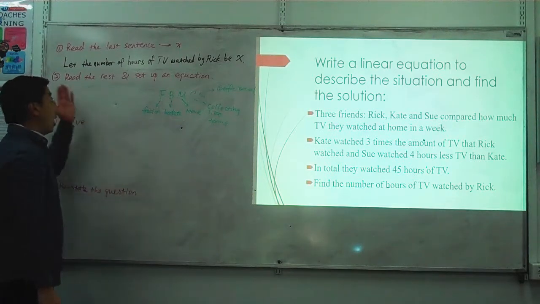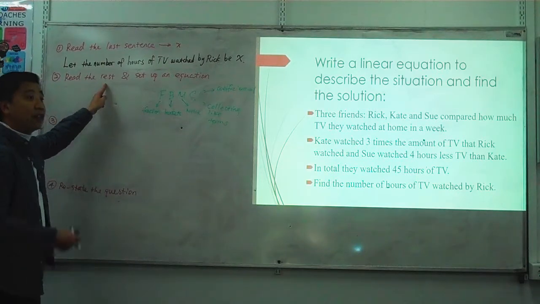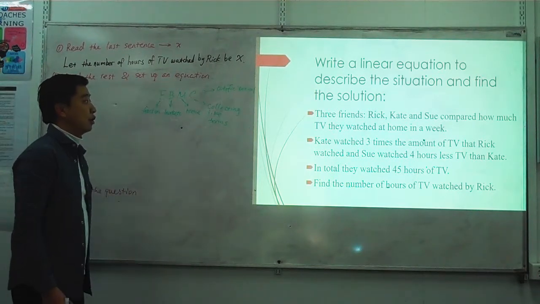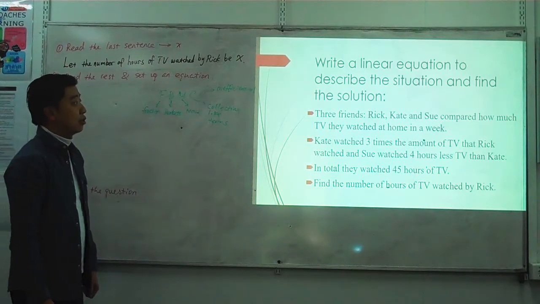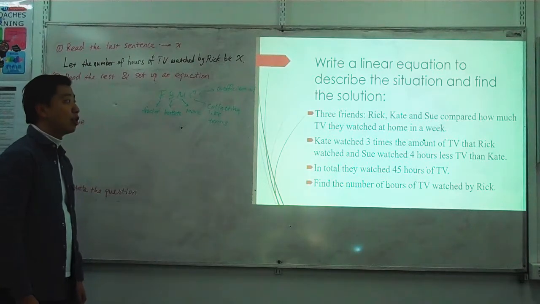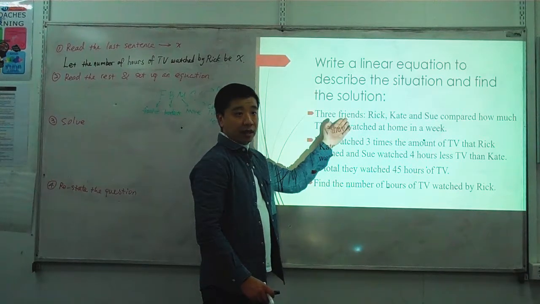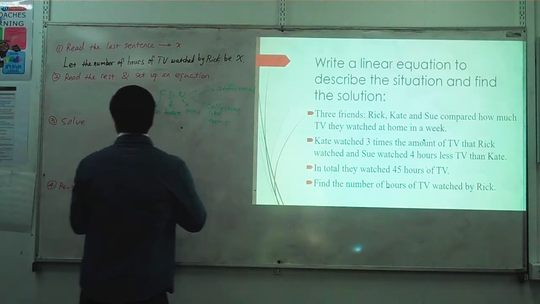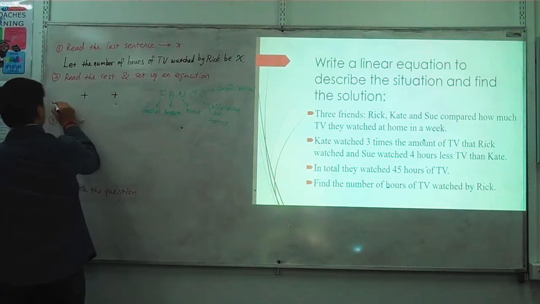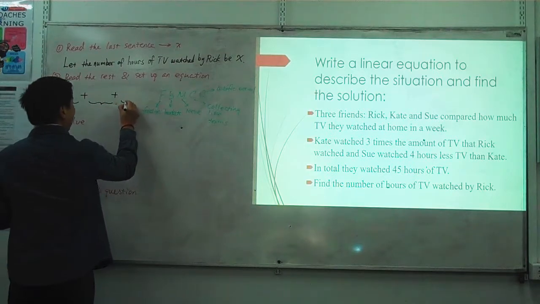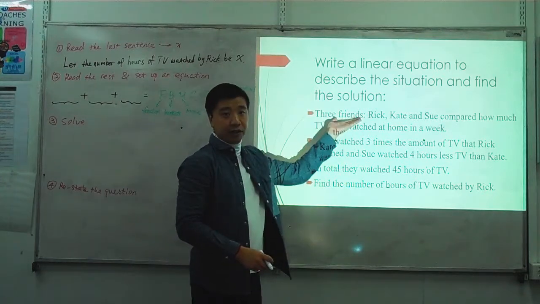Okay. Now, after we read these, write this sentence, we're going to have a look at the rest of the description and then set up an equation. Now, let's read the first sentence. 3 friends, Rick, Kate, and Sue, compared how much TV they watched at home in a week. From this sentence, we know we have 3 friends here. So, probably for the hours, I have to do 1 part plus 1 part plus 1 part equals something. Okay, because they have 3 friends.